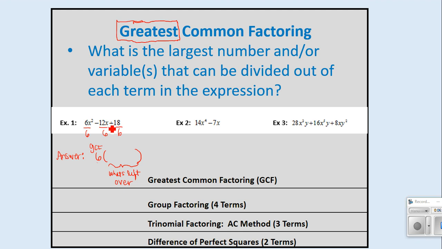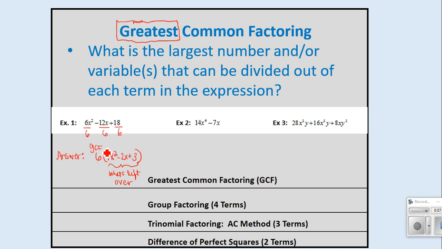Okay, so 6x squared divided by 6. Well, that's 1x squared. Negative 12x divided by 6, negative 2x. 18 divided by 6, 3.